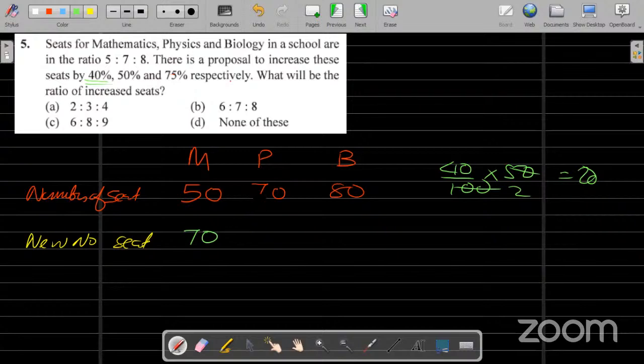Physics seats increased by 50%. 50% of any number will be half the number. So 70 plus 35, 105.